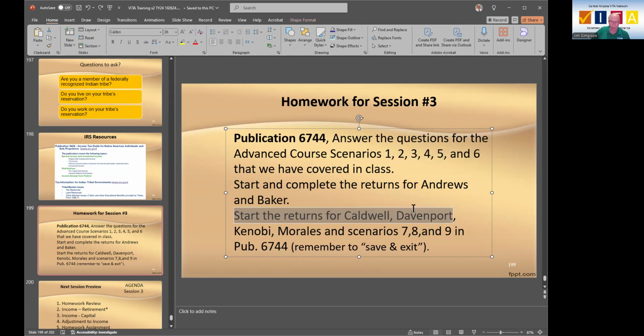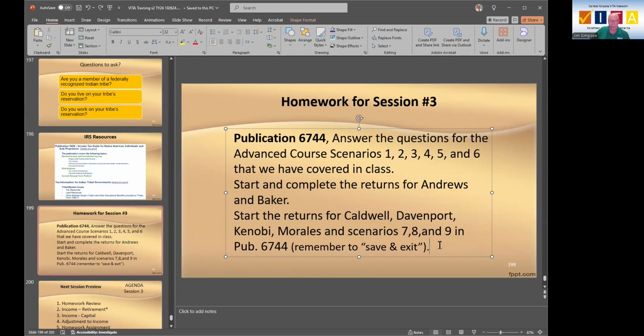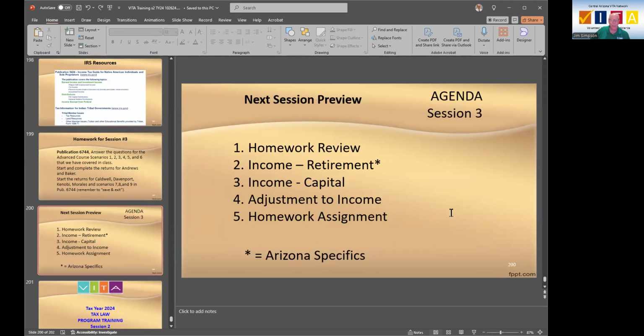Start the returns for Caldwell. I think the names are different this year. I don't know. Maybe it is the same. I forget. But these are scenarios 7, 8, and 9. Start them and put in the basic information that you can so that you get a start on these things too. So next session, we're going to continue on with income, where we'll talk about retirement income and capital gains and Social Security. I'm not sure that we'll get through all of it. We'll probably split that into 2 sessions too. And then we'll also do some Arizona specifics for retirement.